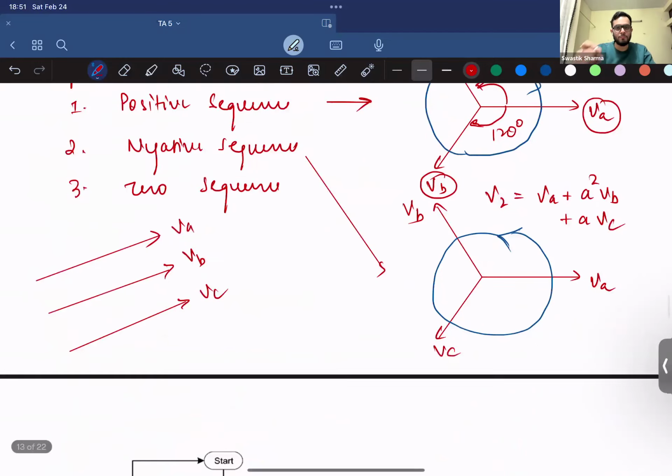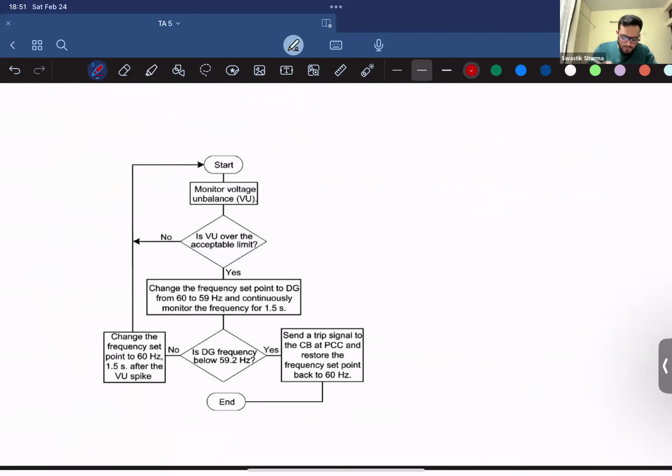There is one way. You measure the voltage unbalance. Now, what is voltage unbalance? It's the ratio of the negative sequence component of voltage to the positive sequence component of voltage. So you measure this voltage unbalance, and then you use it as a set point for frequency. So how do you do it?